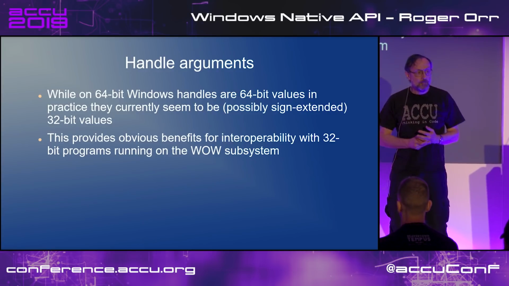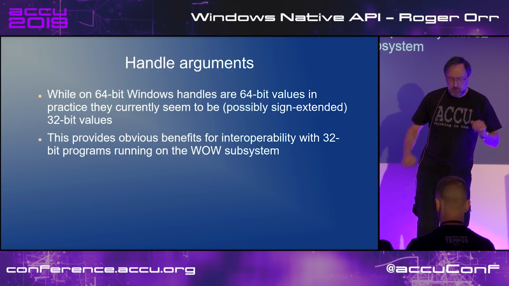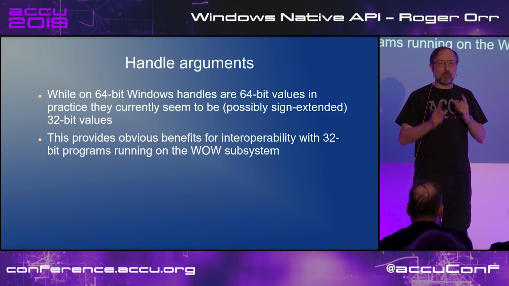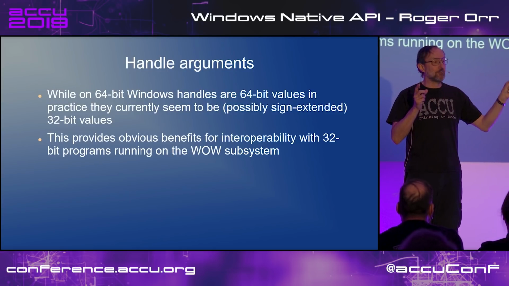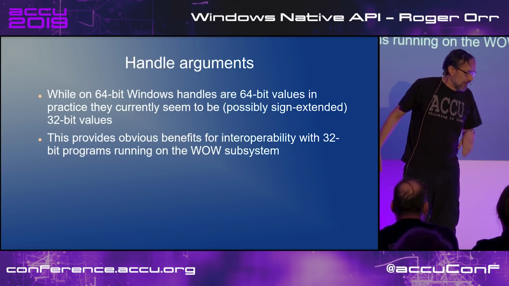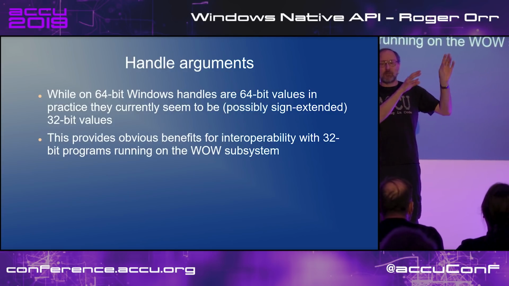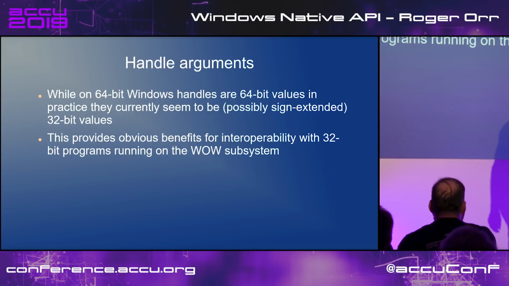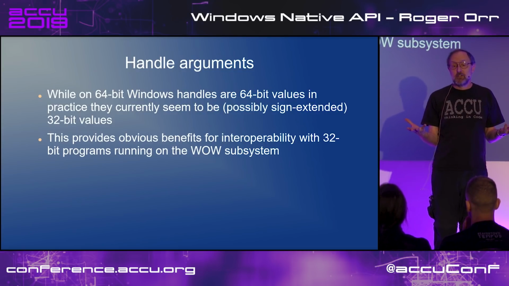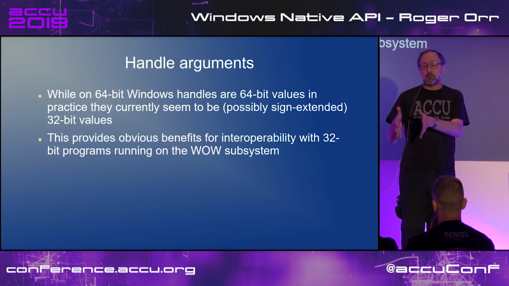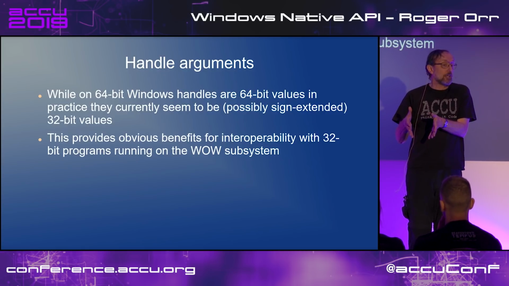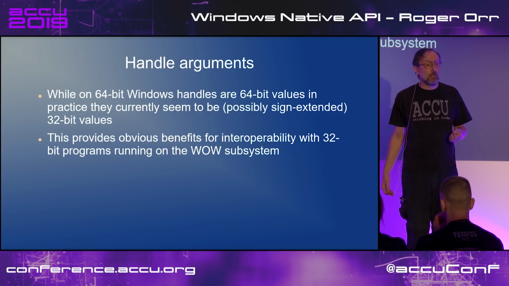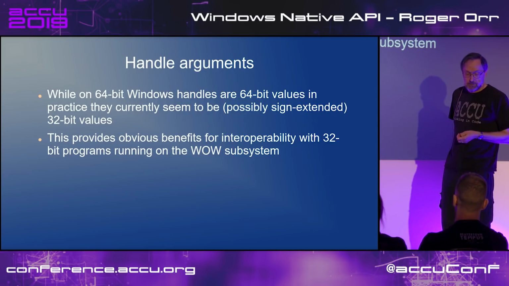Handle arguments. While in theory, on 64-bit Windows, handles are a 64-bit value, my experience has been they're almost all a 32-bit value that's then sign extended. I haven't tried, but I suspect you could probably mask out the top 32 bits and it would still continue to work, because my suspicion is that on Windows, at least at present, they're going to have to support 32-bit processes, so it makes sense to have an actual 32-bit space for handle values. But that may change as time goes on, particularly if we start getting some machines that are supporting really large amounts of memory. That may just not be enough space.